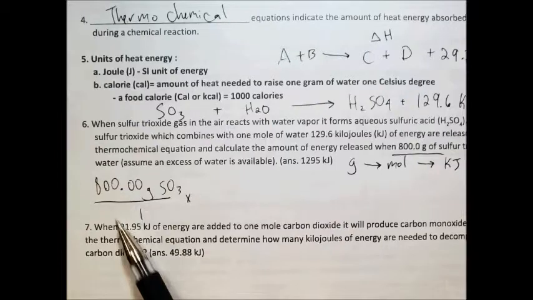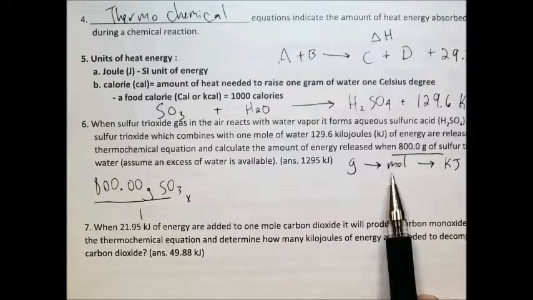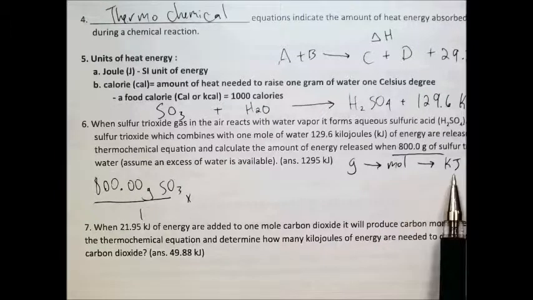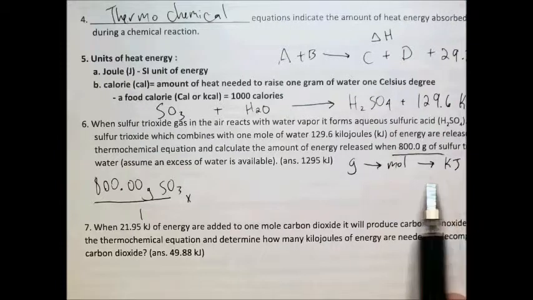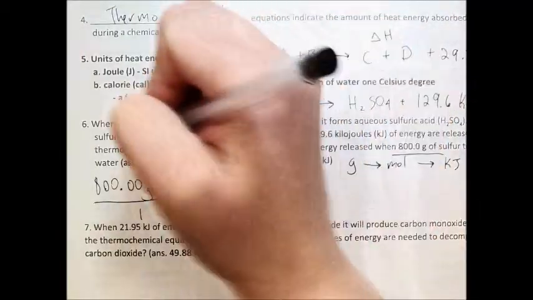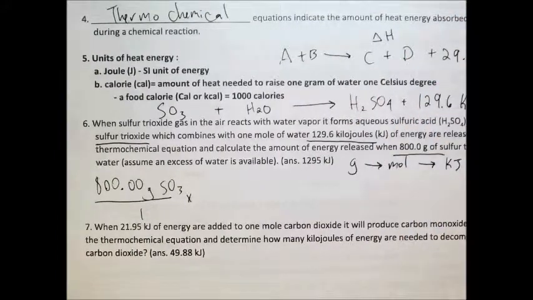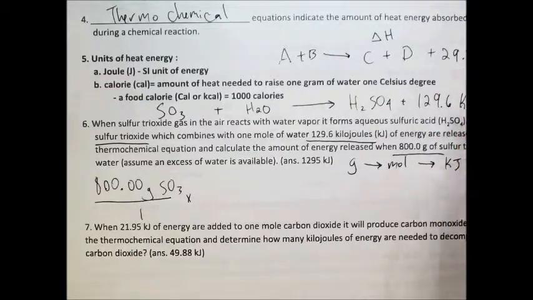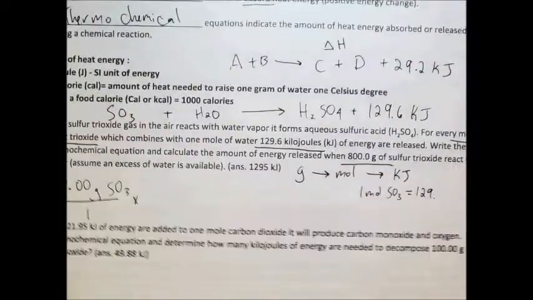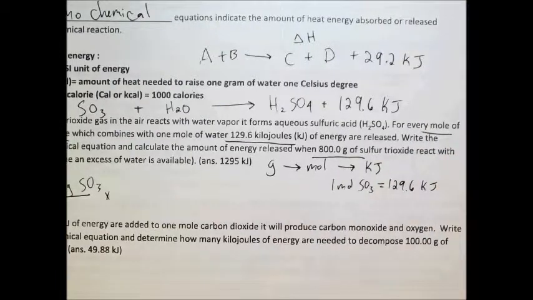So I'm starting with 800 grams of SO3, and I can convert grams to moles. And once I know how many moles I have, I can find out how many kilojoules. My conversion factor for this last step, going from moles to kilojoules, is that 1 mole of sulfur trioxide creates 129.6 kilojoules of energy. So let me write this down on the side. 1 mole of SO3 is equal to 129.6 kilojoules.